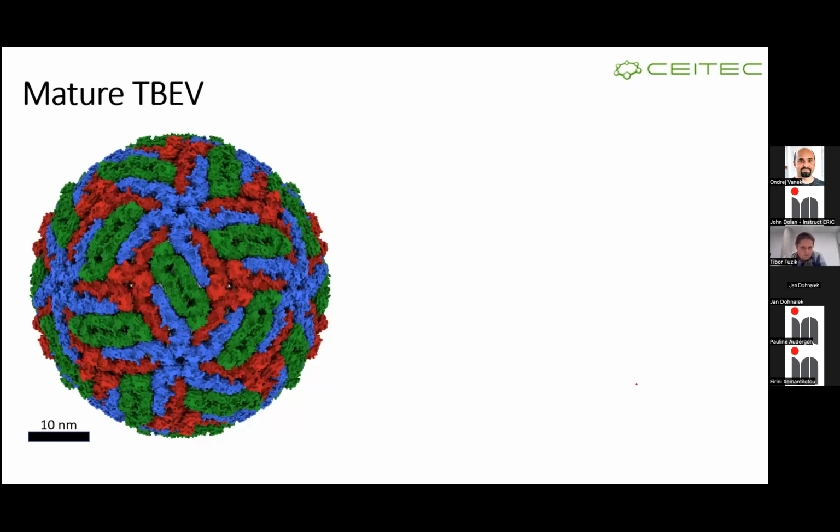The molecular structure looks as follows. The surface is densely covered by the E proteins. All the E proteins are essentially the same, however, they are forming different interactions. Like here at the 5-fold axis, they are forming pentameric interactions, here at the 3-fold axis, trimeric interactions, and here at the 2-fold axis, dimeric interactions.